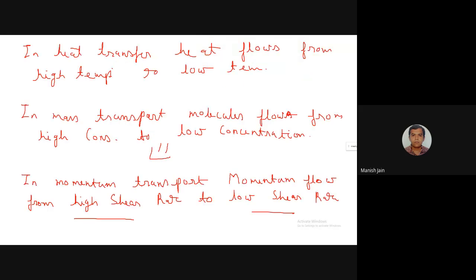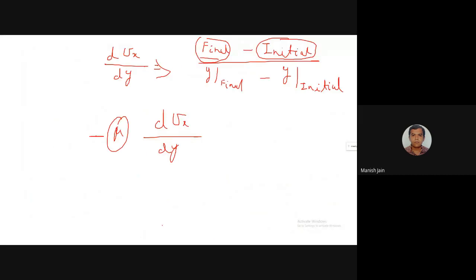So here you are flowing from the high shear rate to the low shear rate. High shear rate is the initial value, and this is the final value. So when you write final minus initial, you get the negative sign. That's why, to overcome this, we use the negative sign. When we study heat transfer, there also you have Fourier's law of heat conduction, and in Fourier's law we also use the negative sign. And in mass transport, you have Fick's law of diffusion, and in Fick's law again you use the negative sign.